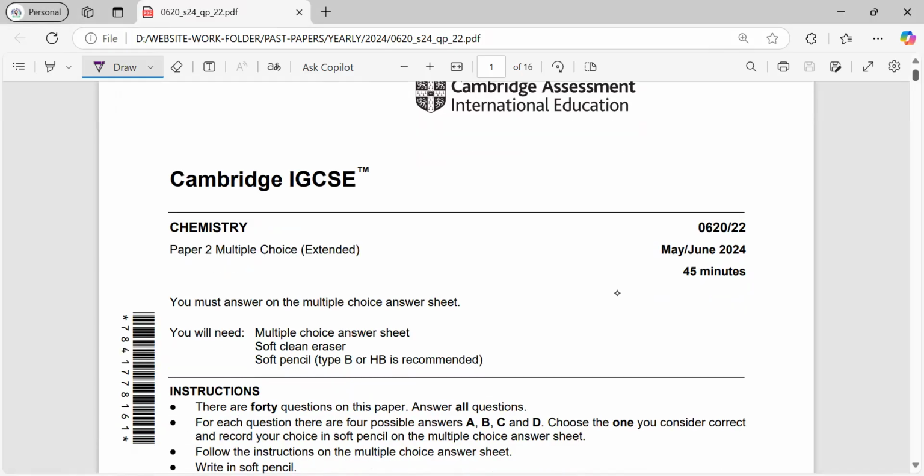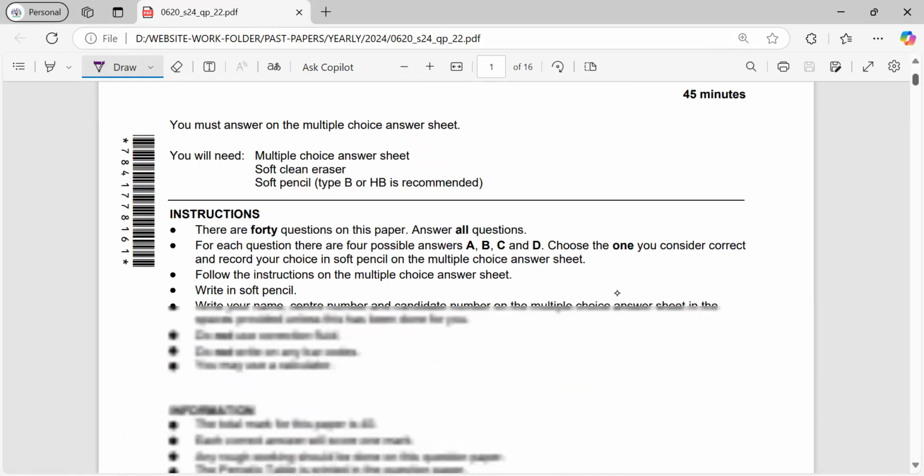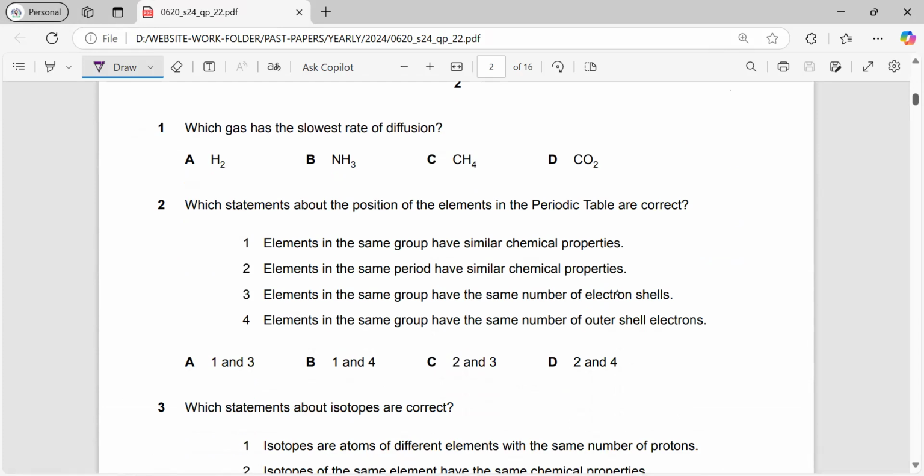Today we'll do 0620 paper 2, May-June 2024. This is variant 2 of paper 2. Let's start it. Question number 1. Which gas has the slowest rate of diffusion?